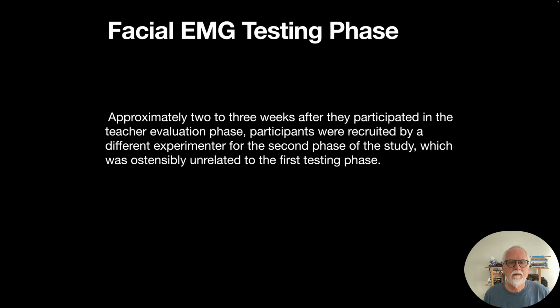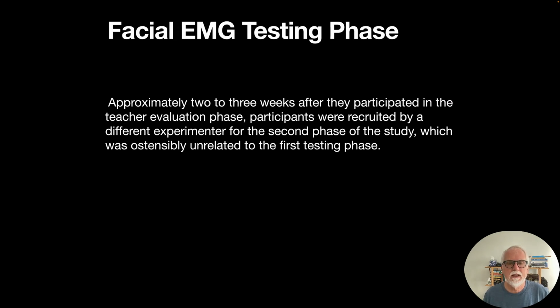Approximately 2 to 3 weeks after the teacher evaluation phase, they were recruited by a different experimenter for the second phase of the study, which was ostensibly unrelated to the first. We put up an eligibility list. If they had been in the first experiment, we hoped they would sign up for our second. We tested a few hundred people in the first experiment and only got 35 of them to sign up for the second, and that's how we got 35 people in this overall study.